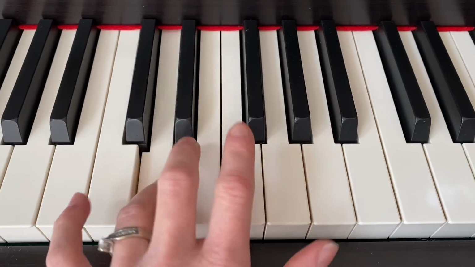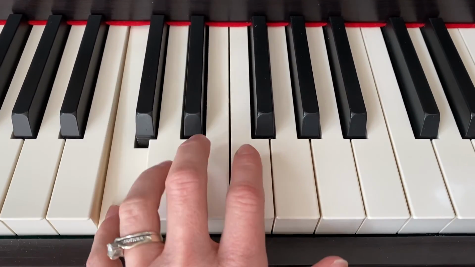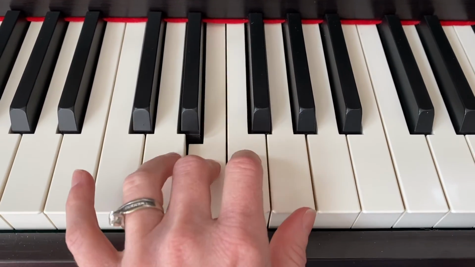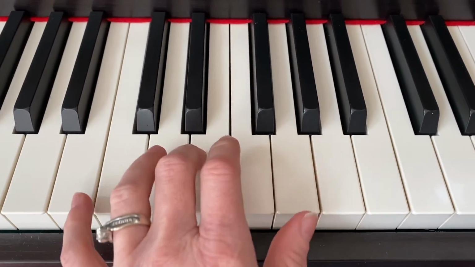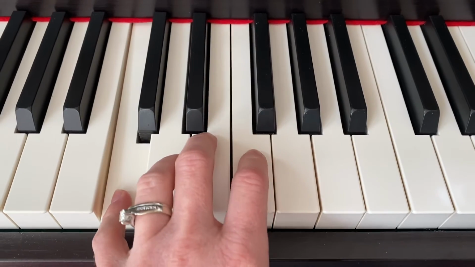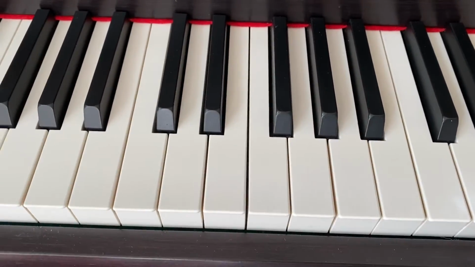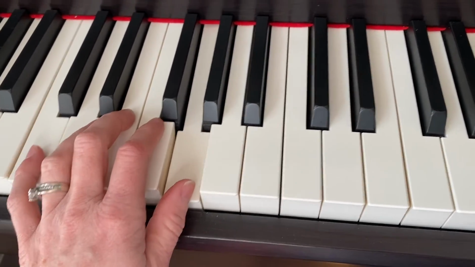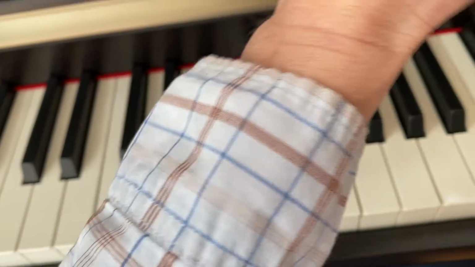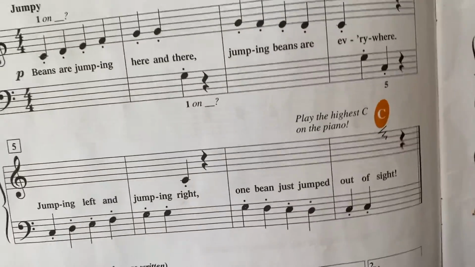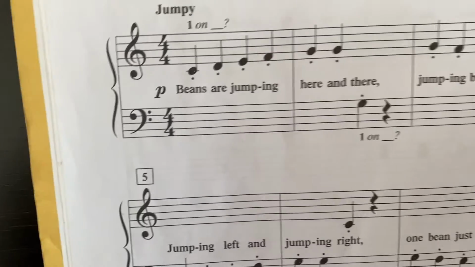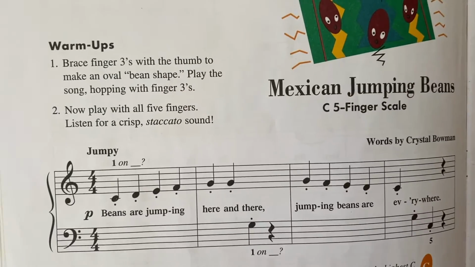1, 2, 3, 4, 1, 2, 3, 4, 1, 2, 3. All legato, staccato, staccato, staccato, staccato. 1, 2, staccato. Then it says to go ahead and play that an octave lower. So you can go ahead and do that. Okay, that's all for that book. So that's something that you're going to practice every day for a little bit until you've got the hang of it. Now the last thing is we do have another jumping bean song.